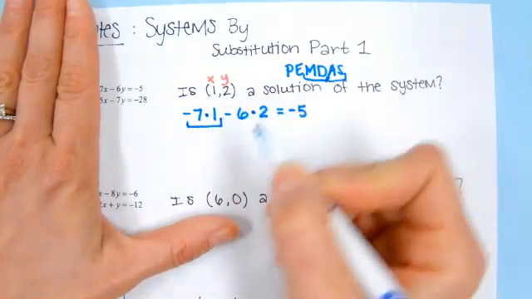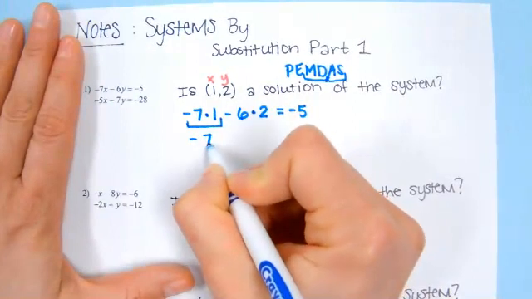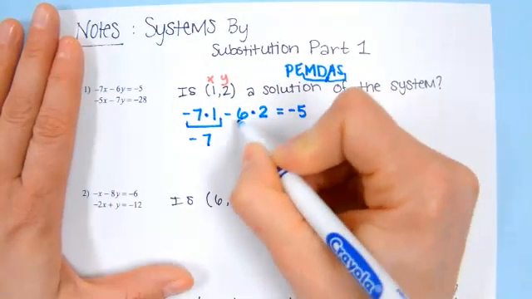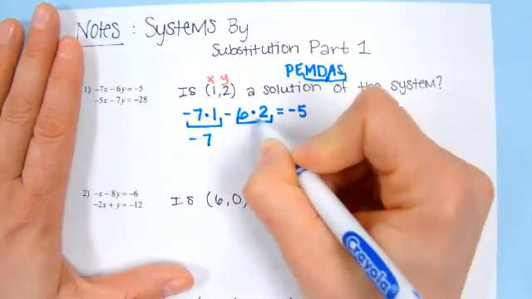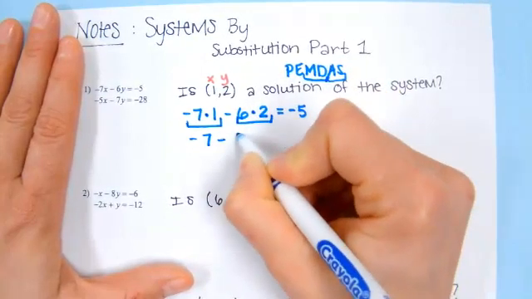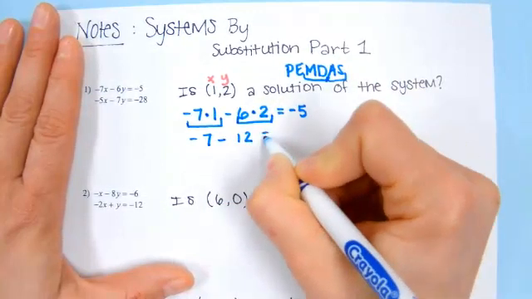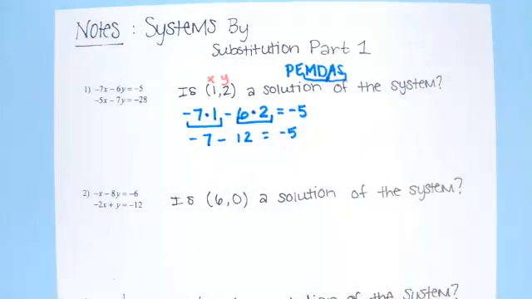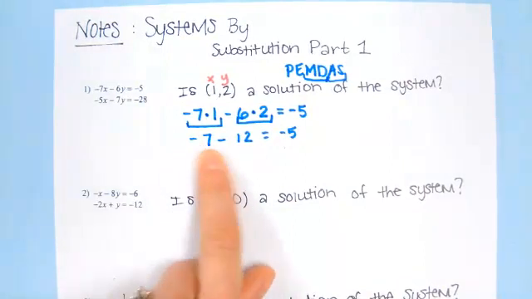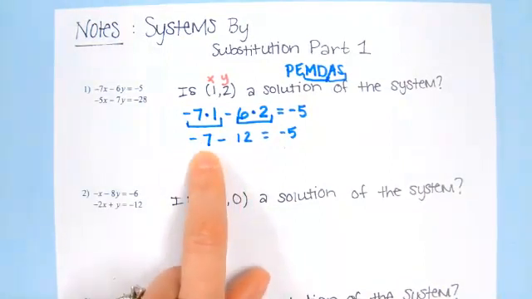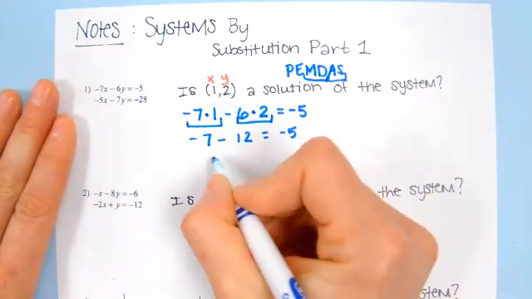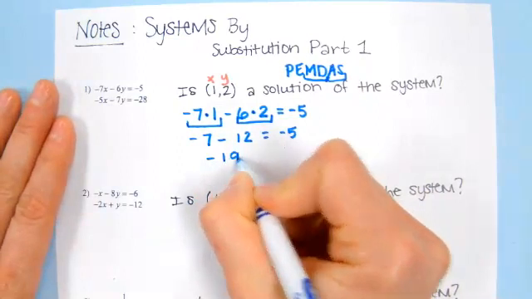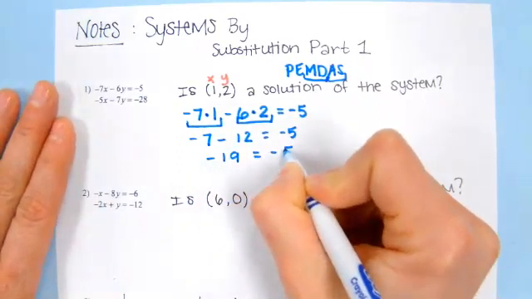Negative 7 times 1 is negative 7. And then this one, I'm going to leave the minus in the middle. I have 6 times 2 now is 12. And then equals negative 5 is what I have left. And now I'm going to do this part. The only thing I have left is a subtraction. So negative 7 minus 12 more is going to give me negative 19. And then I have equals negative 5.